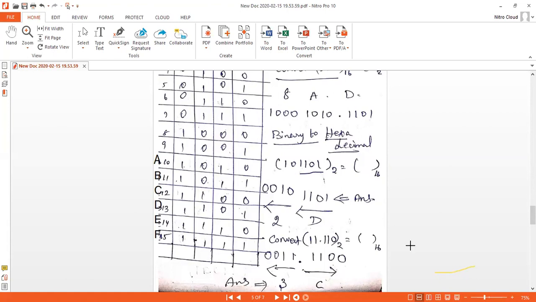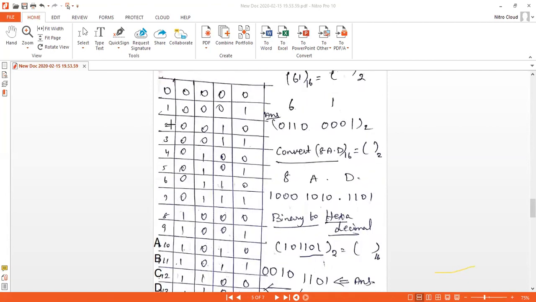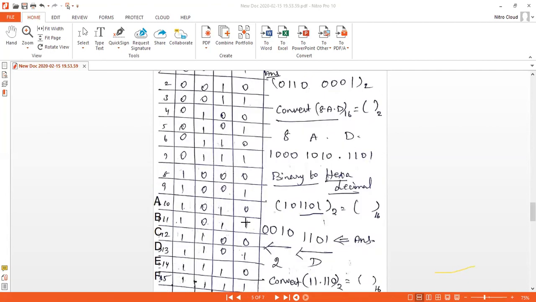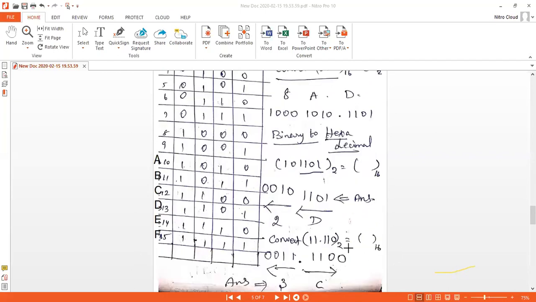Okay. Then 0010 falls under 2, so I have written 2. 1101 falls in D, so I have written D. Answer is 2D. That's all, you solved it. Binary to hexadecimal within a second.